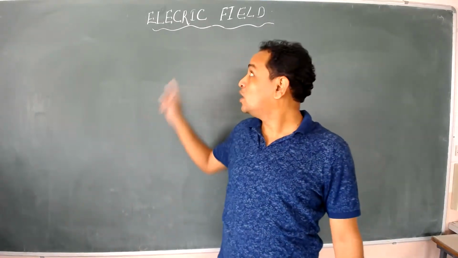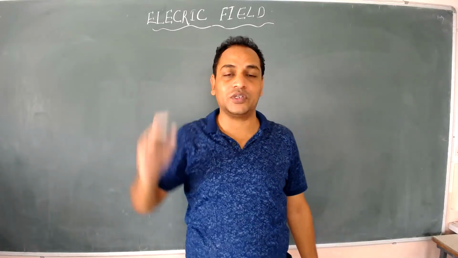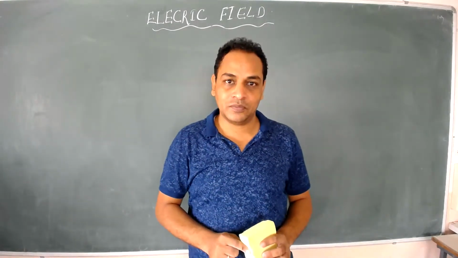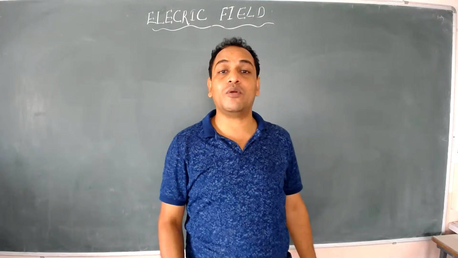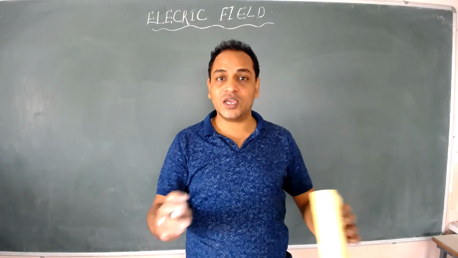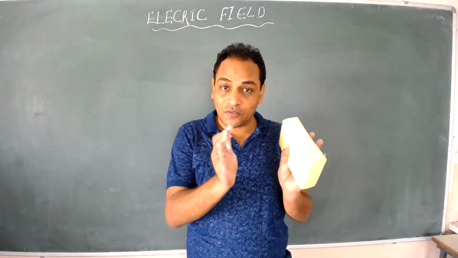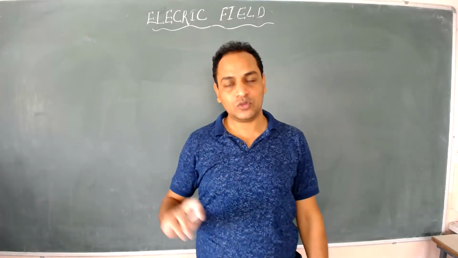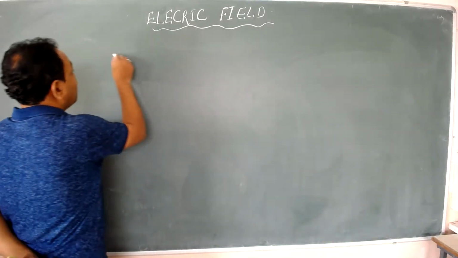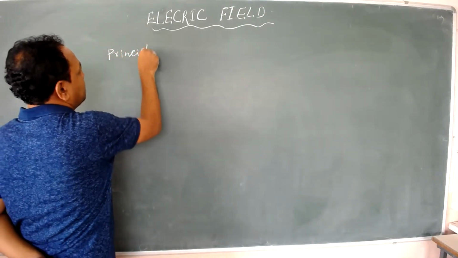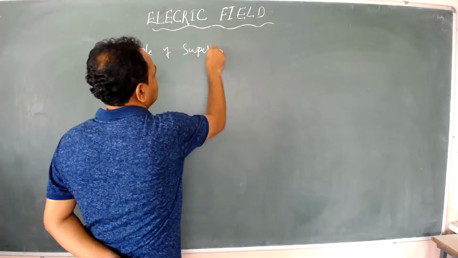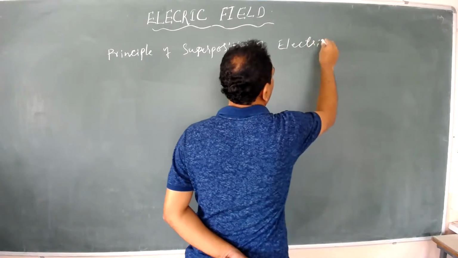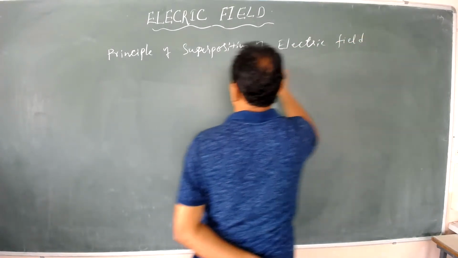Similarly here also, the electric field intensity at a particular point due to n number of charges distributed in a space is equal to the vector sum of the electric fields due to these n charges, which will give the total electric field at that particular point. So this is called the principle of superposition of electric field. So let us see this. Principle of superposition of electric field.